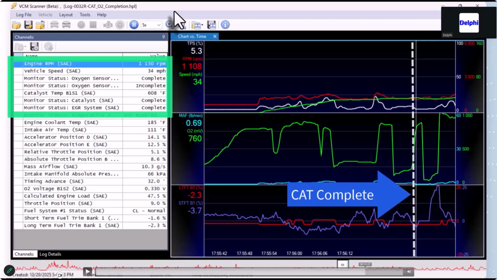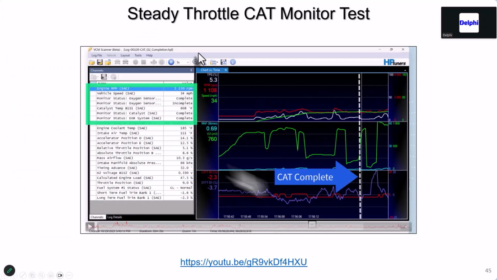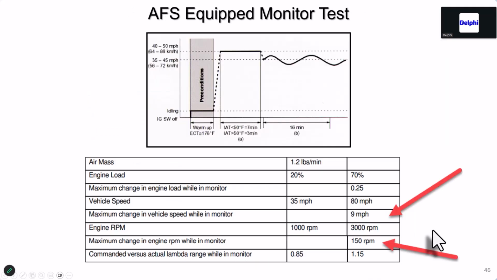I put this in my memory bank. I save this file. I know this vehicle. This is the criteria I need to run it. And if we timed it out, it wasn't a long period of time, but it's nice to be able to see the PIDs and the criteria together. So, prep peace of mind with scan tools.